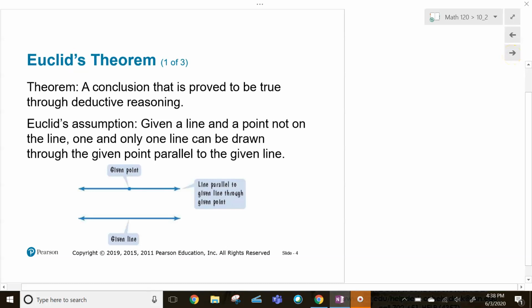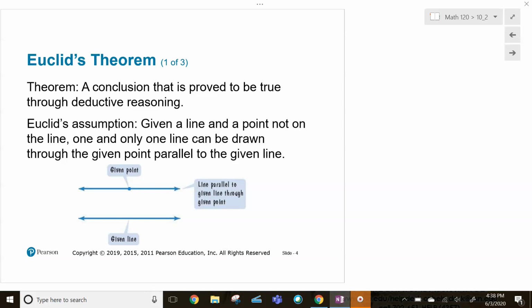Let's take a look at a theorem. First of all, what is a theorem in mathematics? It's just a conclusion that's been proved to be true through deductive reasoning rather than inductive. So it's a very formal process where you're giving the reasons based on previous theorems and assumptions.